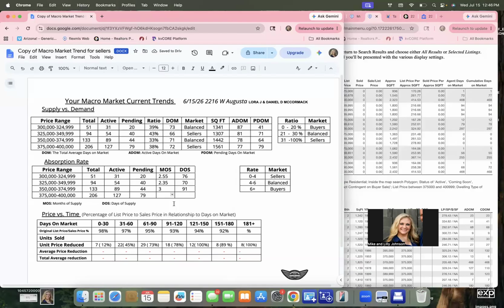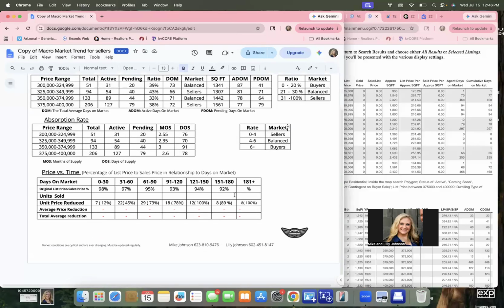The last one over here, we've got 206 and that's the total. We're dividing that by the pending, which is 79, which is going to give us 2.6. So 2.6 times 30 is going to give us 78 days. You'll see all of these are under 4, so it's a seller's market according to the absorption rate right now. That can change, but it's good to know. It's good to keep an eye out.